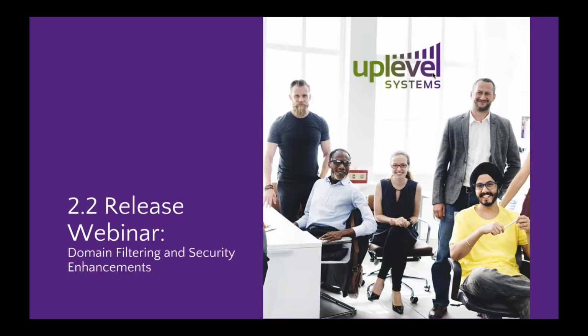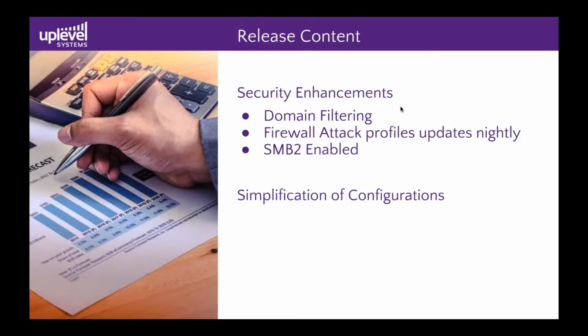So what the release entails, this is obviously 2.2. Oh, my slides aren't working for y'all. I'm just now noticing. Okay, so what this release entails is domain filtering or content filtering, also known as increased firewall attack profile updates, SMB2 enablement, as well as other configuration simplifications.